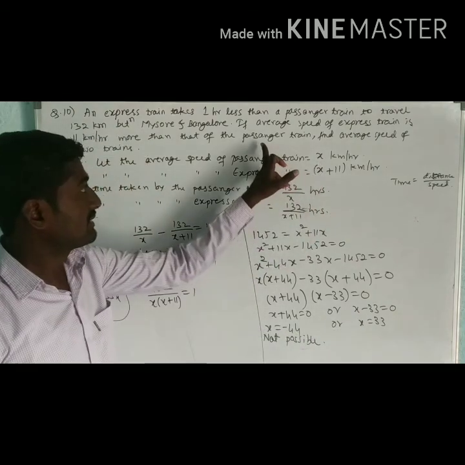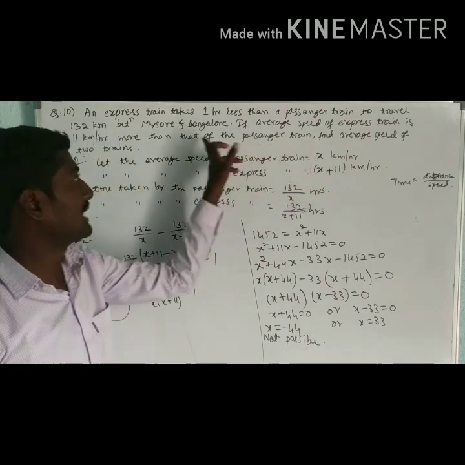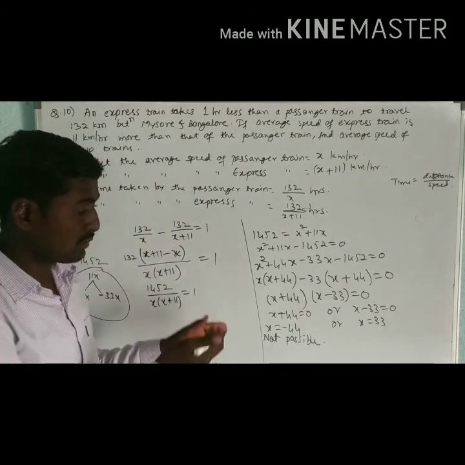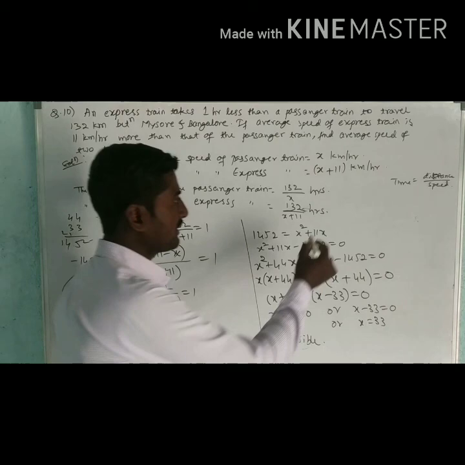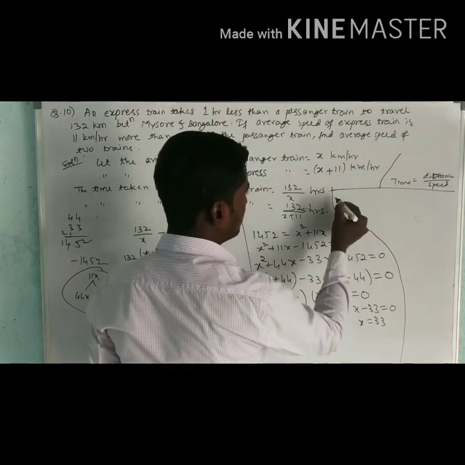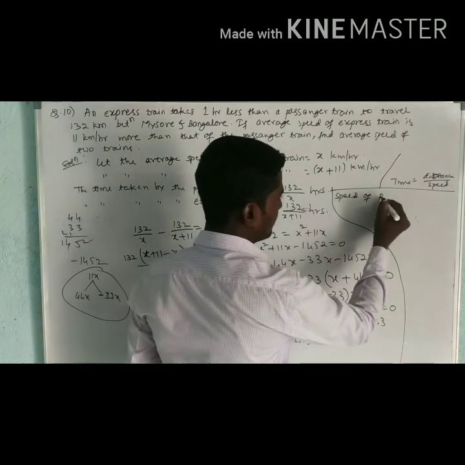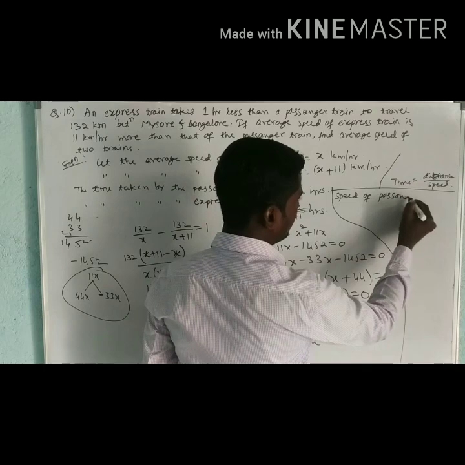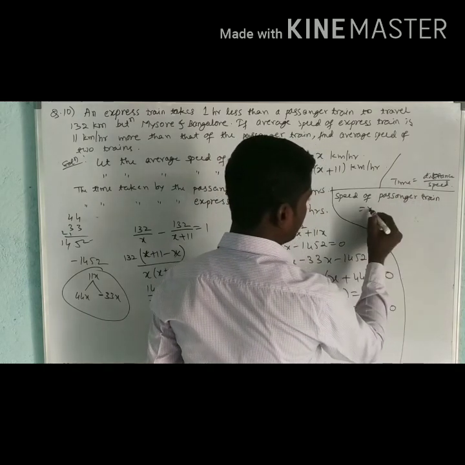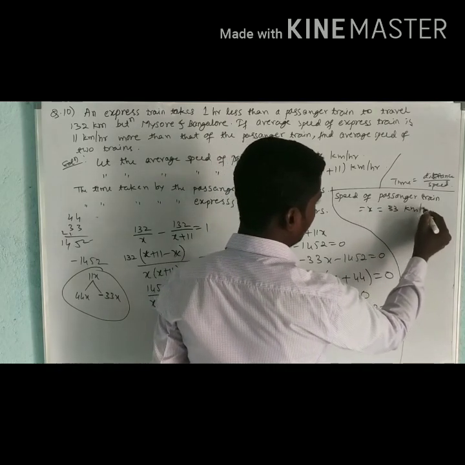Now what they ask you is to find the speed or average speed of the passenger train, and the expression you have to write. So I got x equal to 33. Still, the conclusion you should write. So what can I write here? Now, speed of passenger train, that is x, is equal to 33 kilometer per hour.